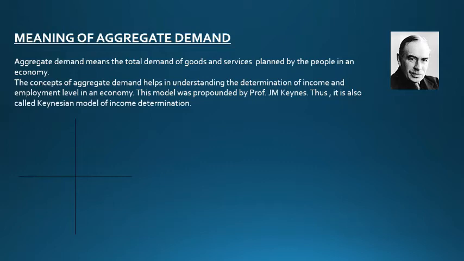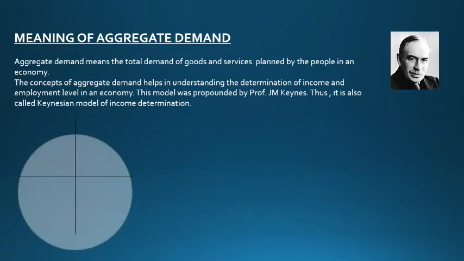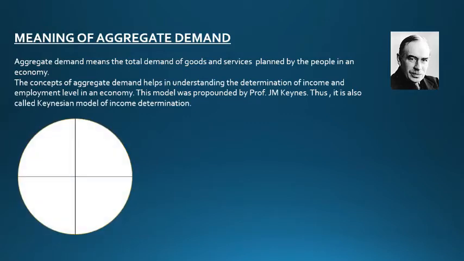Now, to understand more about aggregate demand, we know that the economy is actually divided into four sectors. The first sector is the household sector, which consists of the consumers. The second is the business sector, which consists of the producers. The third is the government sector. And the fourth one is the foreign sector, which includes the exports and imports. So basically, the demand from all these four sectors is known as aggregate demand.